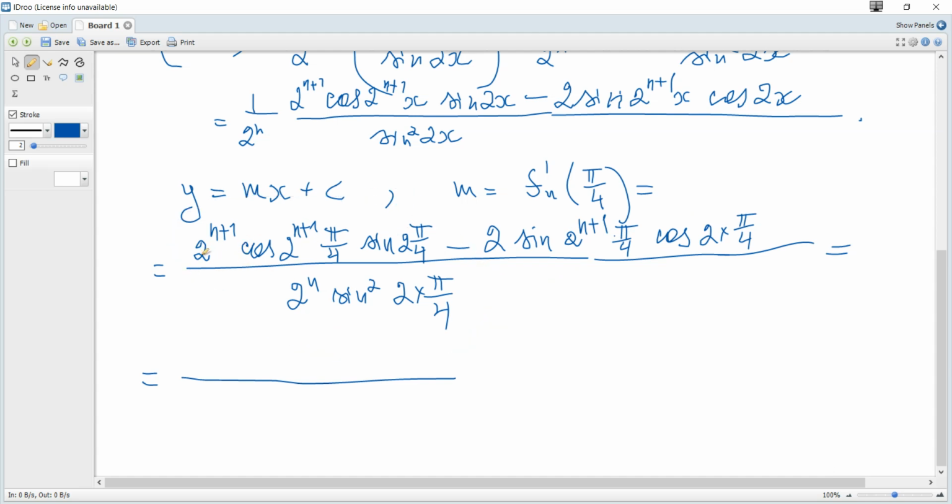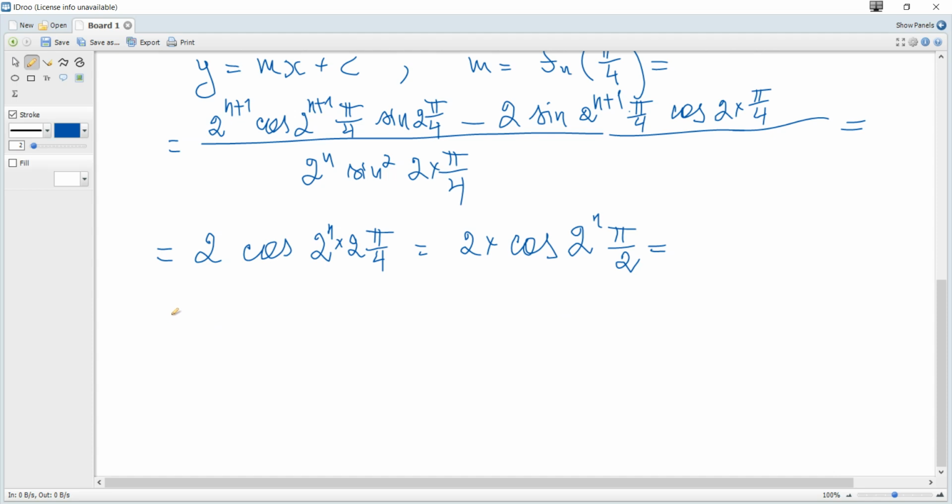Hence it becomes this divided by this, and we can see 2 to the power n plus 1 divided by 2 to the power of n, and hence it's just 2 in the numerator, and in the denominator it's sine of pi over 2, which is 1 squared, it's 1, and actually the denominator is not required, so it becomes 2, and sine of 2 times pi over 4, sine of pi over 2, is 1, so it becomes cosine, and it becomes 2 to the power 1 multiplied by 2 pi over 4, and we can rewrite it as 2 multiplied by cosine of 2 to the power n pi over 2.